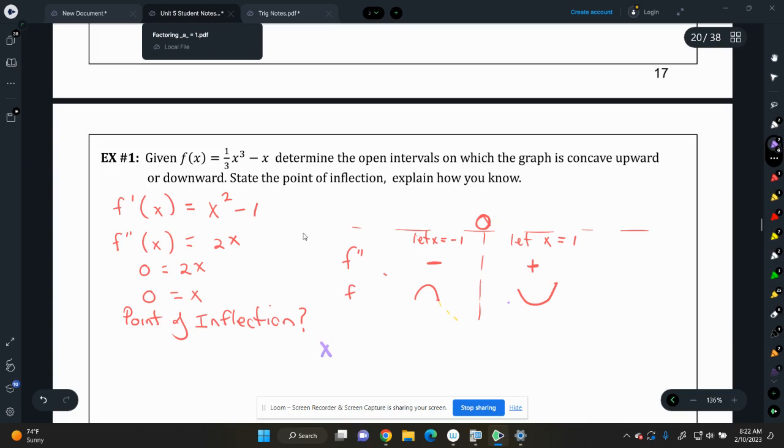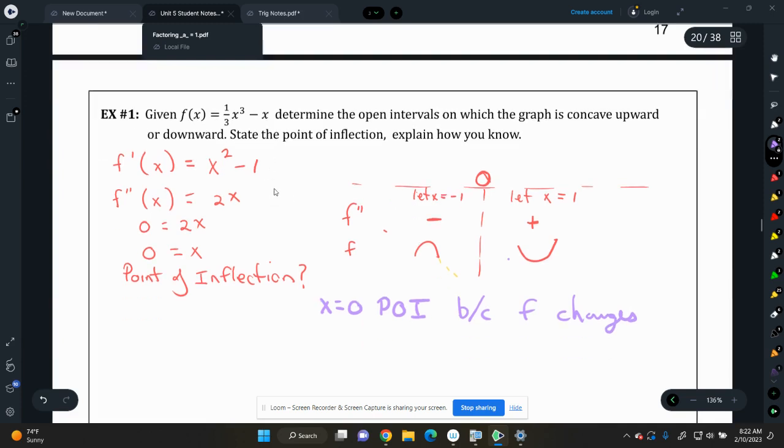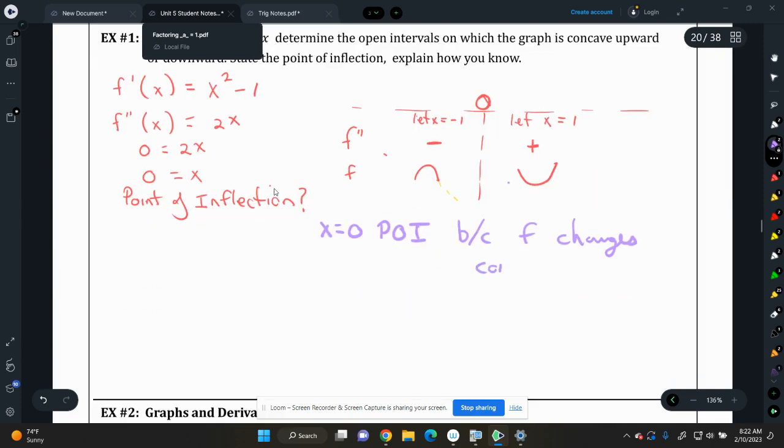then x equals 0 is a point of inflection because f changes concavity at that point. Okay. So point of inflection is where it changes concavity.